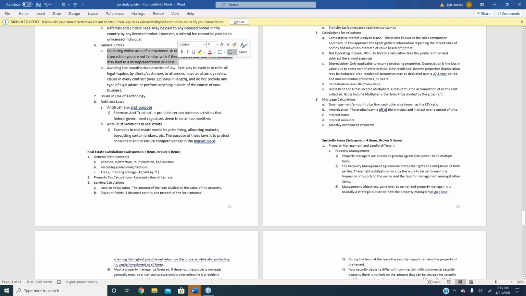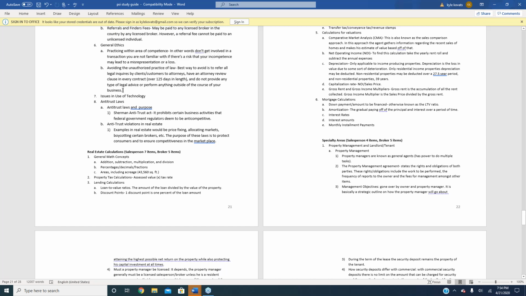Practicing within your area of competence. So here's a good rule of thumb for the test. If your client asks you a legal question, what advice should you give them? The answer is always to tell them to consult an attorney. Almost always on the test, when the answer option is consult an attorney, that is going to be the answer. So again, when in doubt, tell the client to consult an attorney.